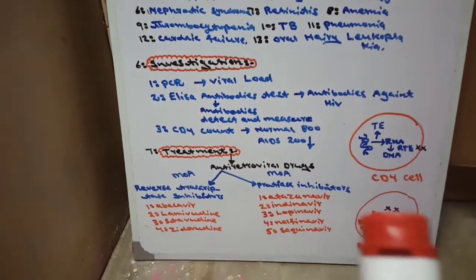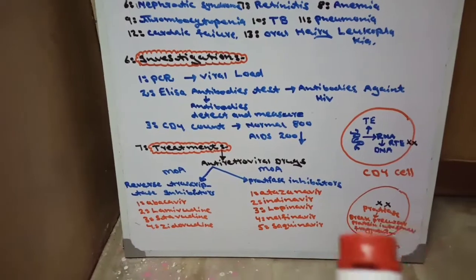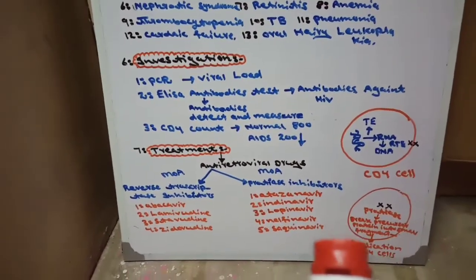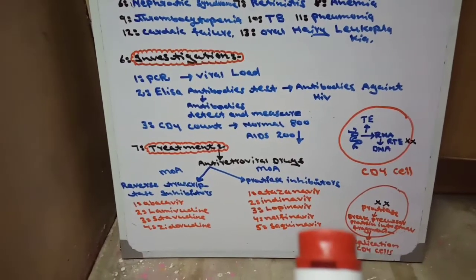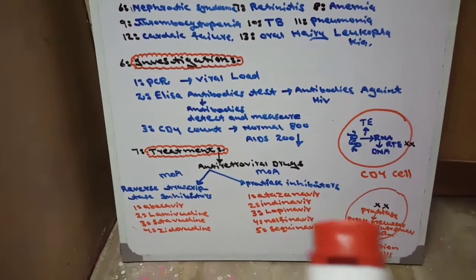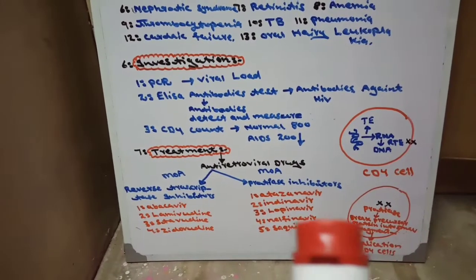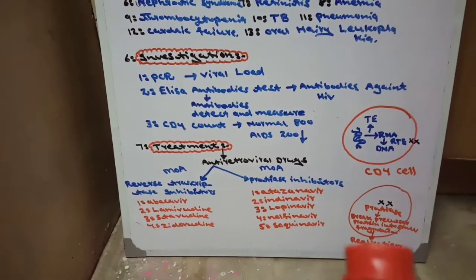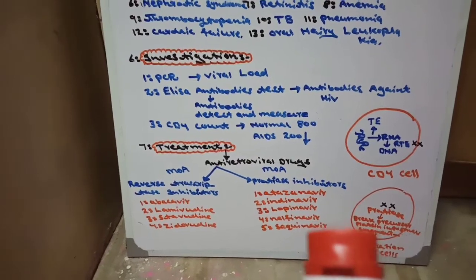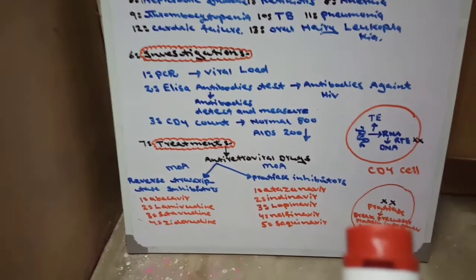The next is the protease inhibitor. What is protease? Protease is basically an enzyme which breaks proteins. Here the protease enzyme breaks precursor protein into small fragments. Then these small fragments of precursor protein are responsible for replication of HIV in the CD4 cell. If we inhibit the protease enzyme, then the small fragments are not formed from precursor protein. Then the replication will be stopped.